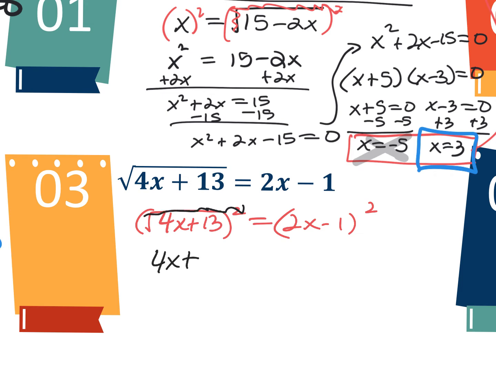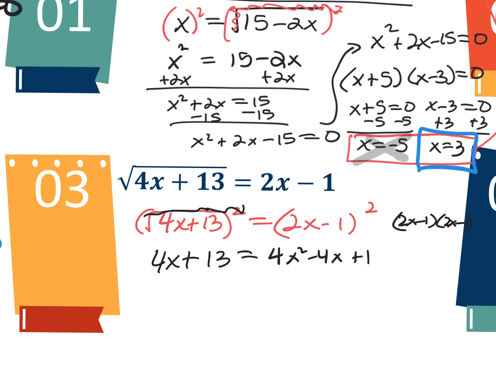However, the right side, I've got to FOIL that thing. Do not just distribute the 2 to both of these. Remember, you're writing this 2x minus 1 two times and FOILing it. Either that or memorize the pattern for the binomial squared. So this turns into 4x squared minus 4x plus 1.